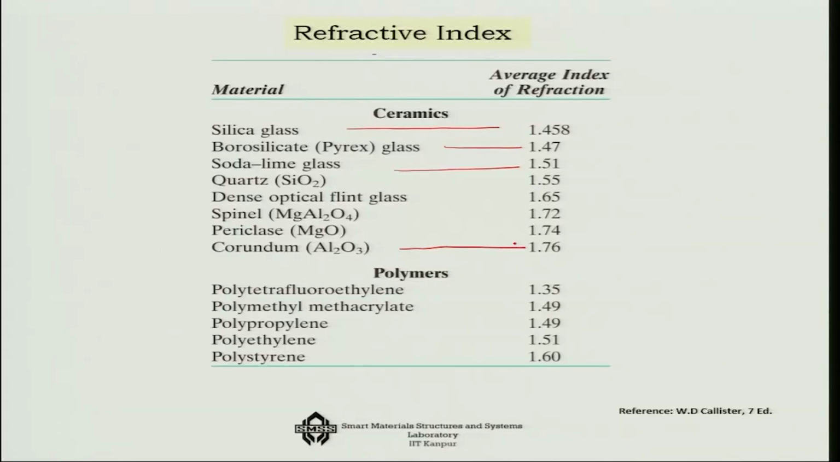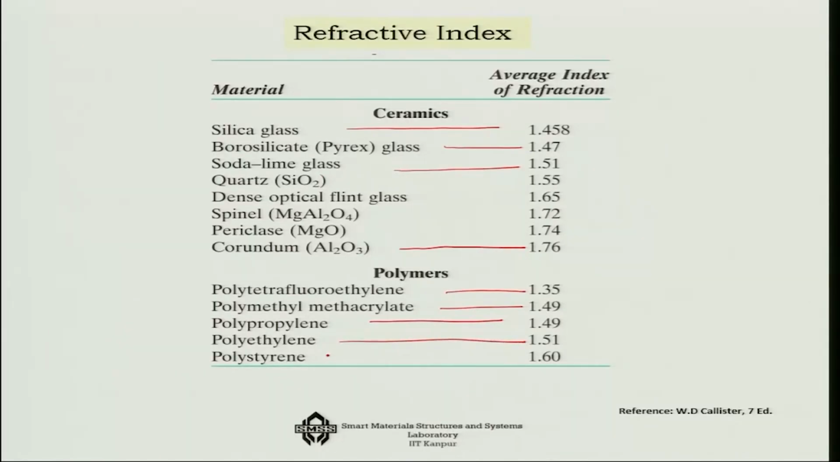Al2O3 is 1.76. So, that is the kind of refractive index that you are finding in the ceramics. In the polymers, it is even lower, like 1.35 for polytetrafluoroethylene, PTFE we call it. Then polymethyl methacrylate 1.49, polypropylene 1.49. In fact, some of them are somewhat similar to the glasses. That is why some of the polymers today are used as glasses.